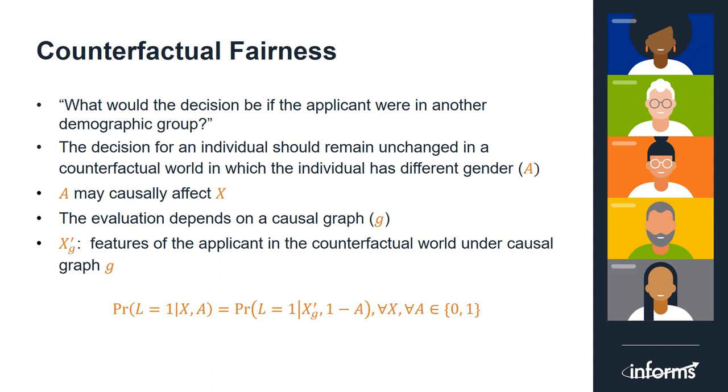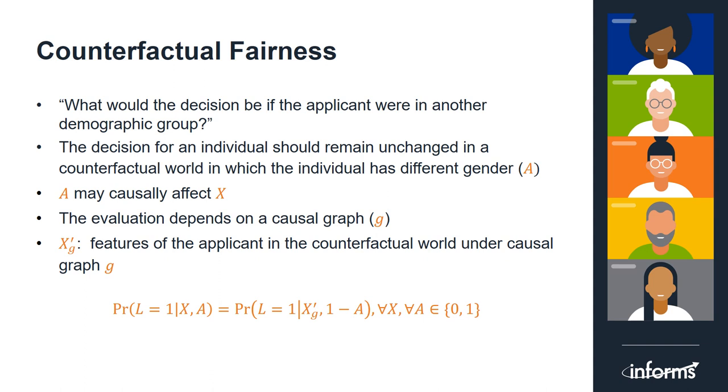Therefore, the evaluation of counterfactual fairness depends on a set of causal assumptions, which can be summarized in a causal graph. The graph specifies how variables affect each other. If we use X sub G prime to denote the features of the applicant in a counterfactual world, where the sensitive feature is flipped under causal graph G, counterfactual fairness requires the decisions to be the same in the actual world and in a counterfactual world.